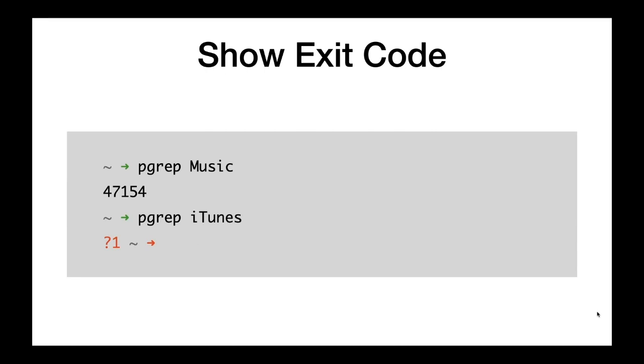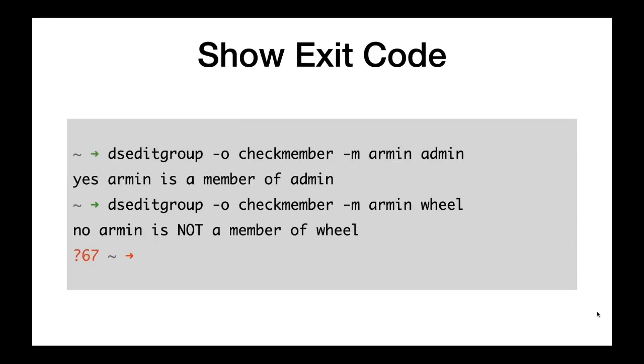I can see, oh yeah, the previous command failed. DSEdit group will print, yes, Armin is a member of, or no, Armin is not a member of, but it will also give me an error code. And again, this is much more visual.